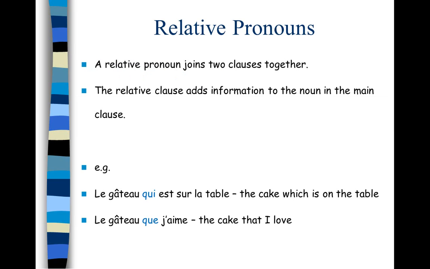So, what are relative pronouns? A relative pronoun joins two clauses together. The relative clause adds information to the noun in the main clause. For example, le gâteau qui est sur la table. The cake which is on the table. Le gâteau que j'aime. The cake that I love. So both of them are adding some more information about the cake.